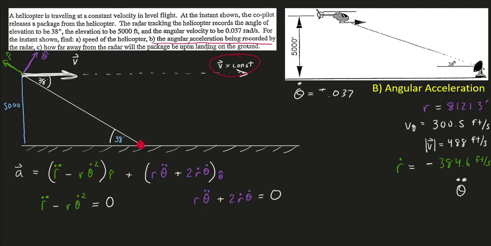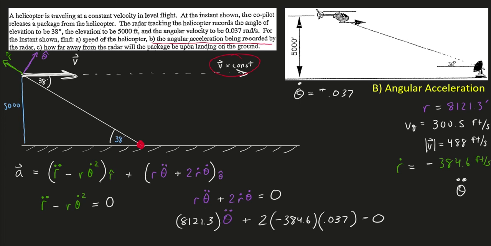So they want the angular acceleration. They want theta double dot. There it is right here. Well, I know we've gotten r. I know we've gotten r dot. And I know we've gotten theta dot. So this is looking real good. Alright, so we can calculate theta double dot.